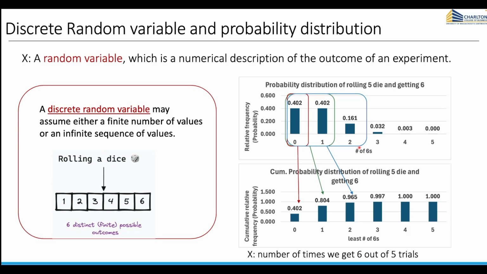Similarly, the probability that x, the number of sixes in 5 trials of rolling a die, is 2 or less, less than or equal to 2, is 96%. In other words, the addition of these three numbers.